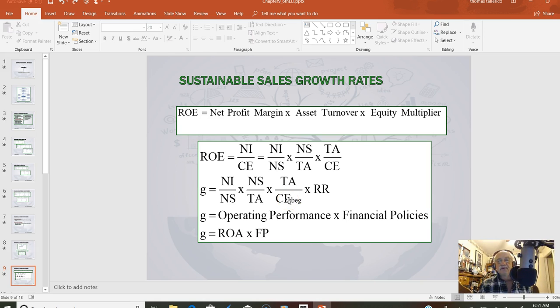So you have to be given all these numbers. And the operating performance times the financial policy, you don't have to know too much about this equation. All it is is two numbers. If I gave you two numbers, you would just multiply them. So that's not too complicated.